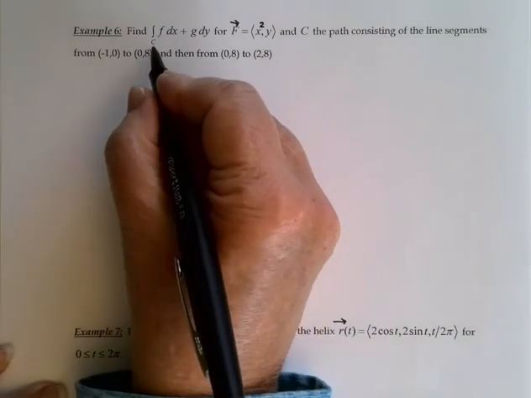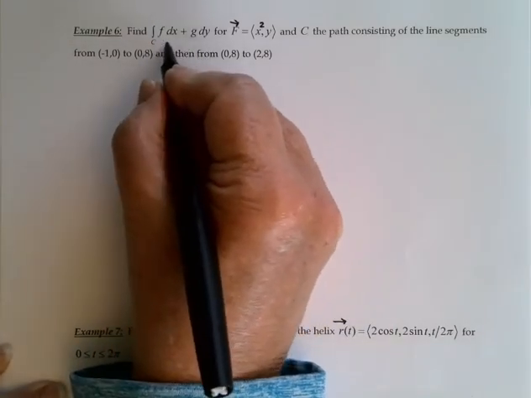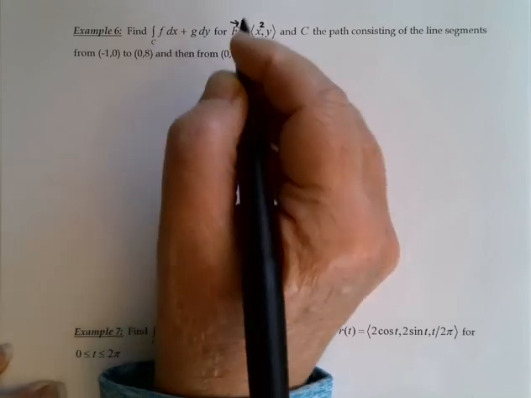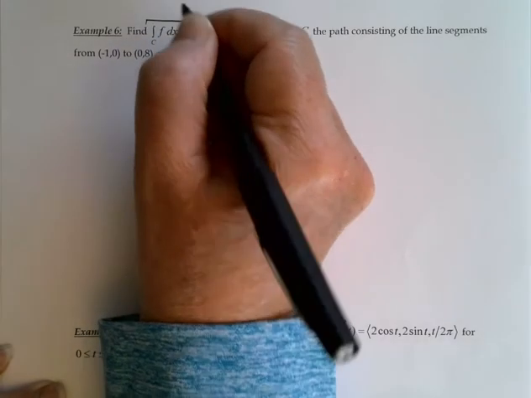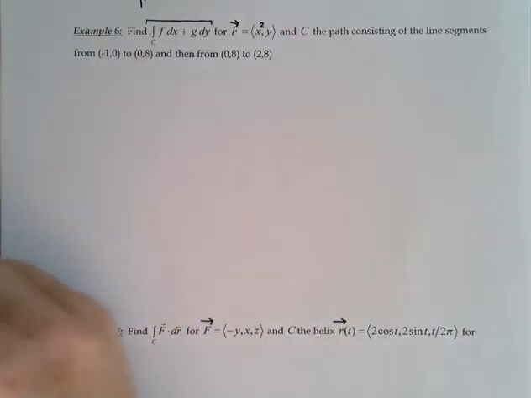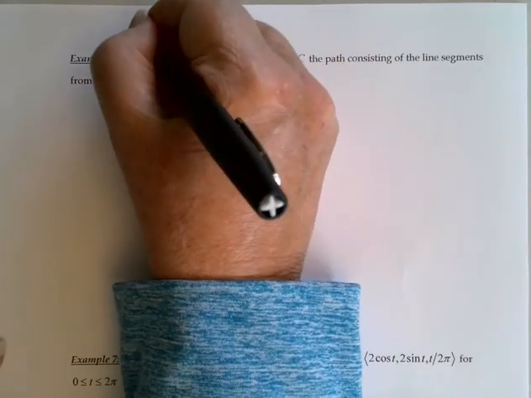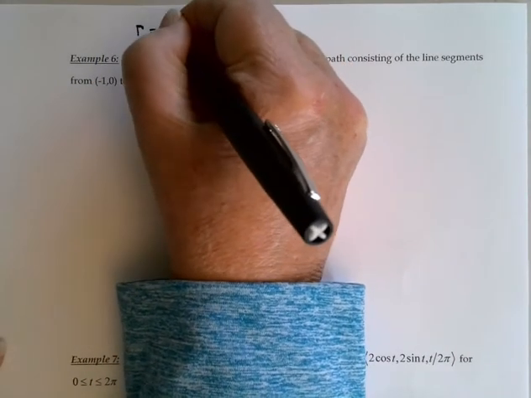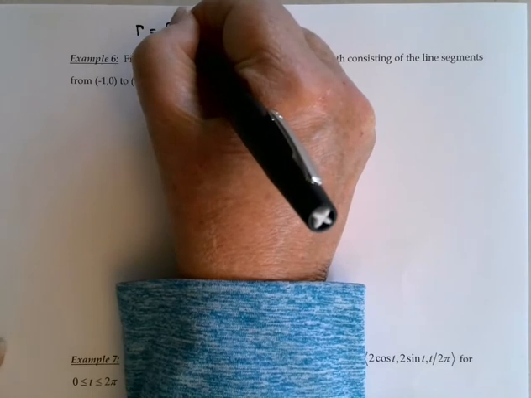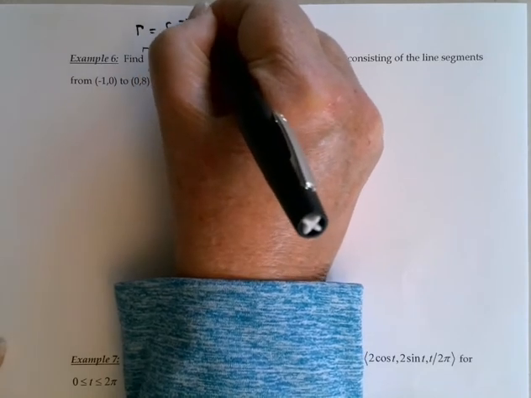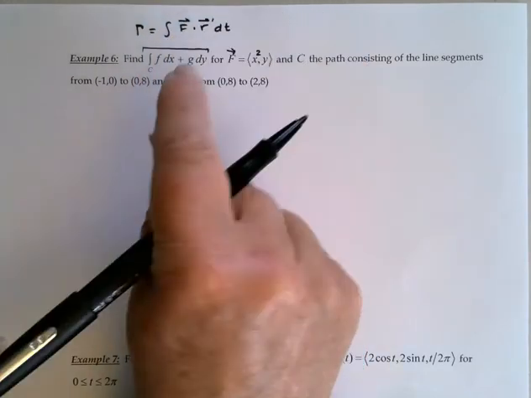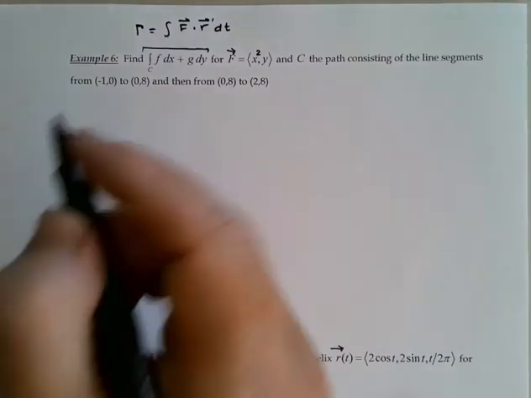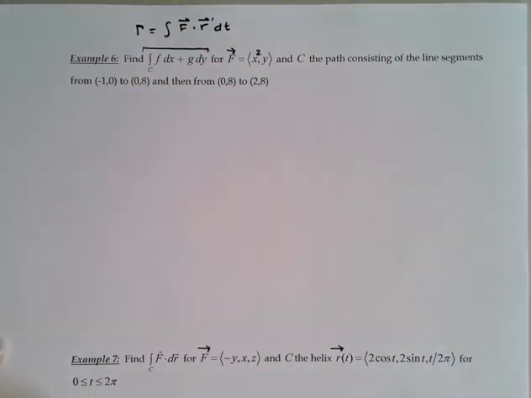In example 6, I've used one of the alternative forms, f dx plus g dy. But again, as soon as I see this, I say, okay, that's a circulation integral. Oops, you can't see that. It's a circulation integral. And therefore, I know I'm going to choose to use f dot r prime dt. No matter what form they give me, I always calculate it the same way.